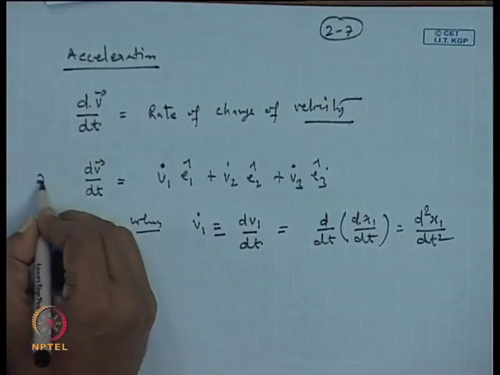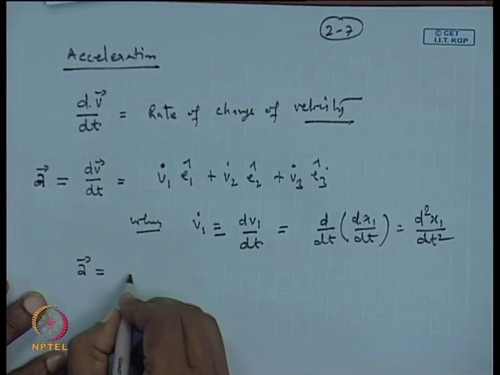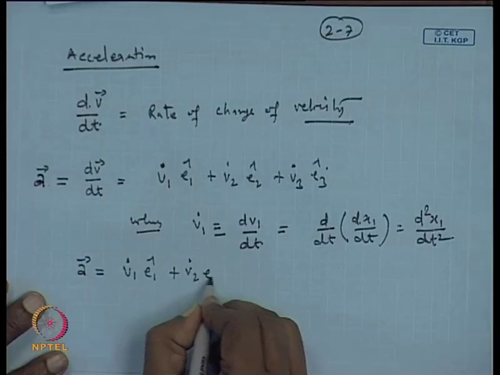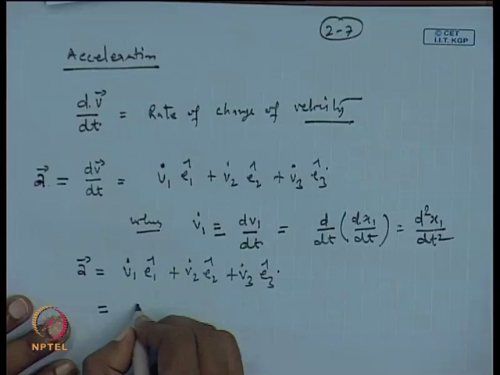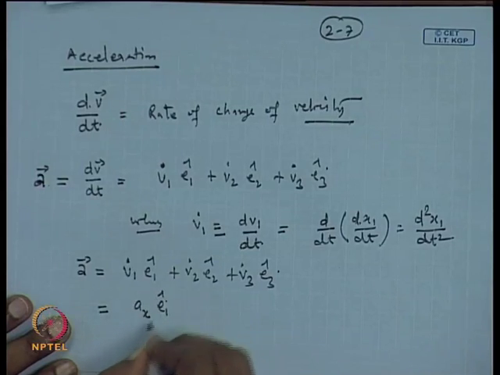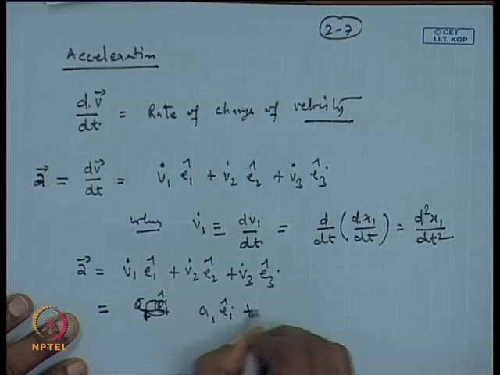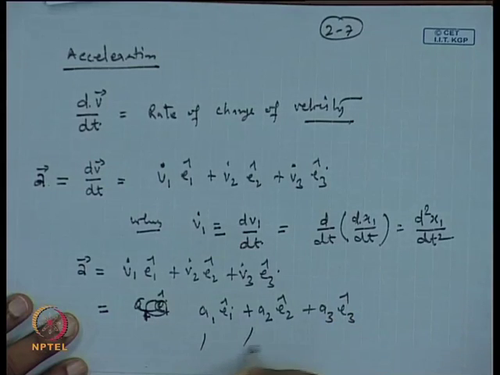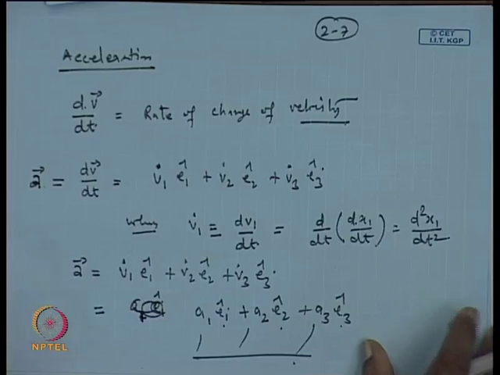Okay. And a common notation for acceleration is a small a. So, we can write a small a, or component wise we can write a 1 times E 1 cap, a 2 times E 2 cap, a 3 times E 3 cap, where a 1, a 2 and a 3 are the components of the acceleration along the E 1, E 2 and E 3 directions.